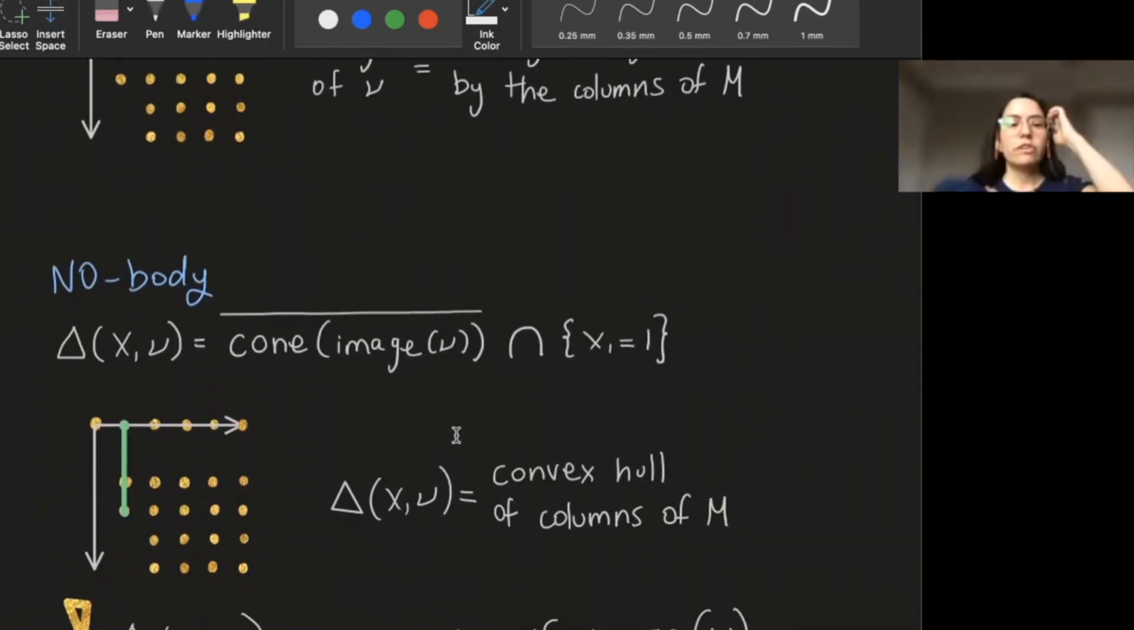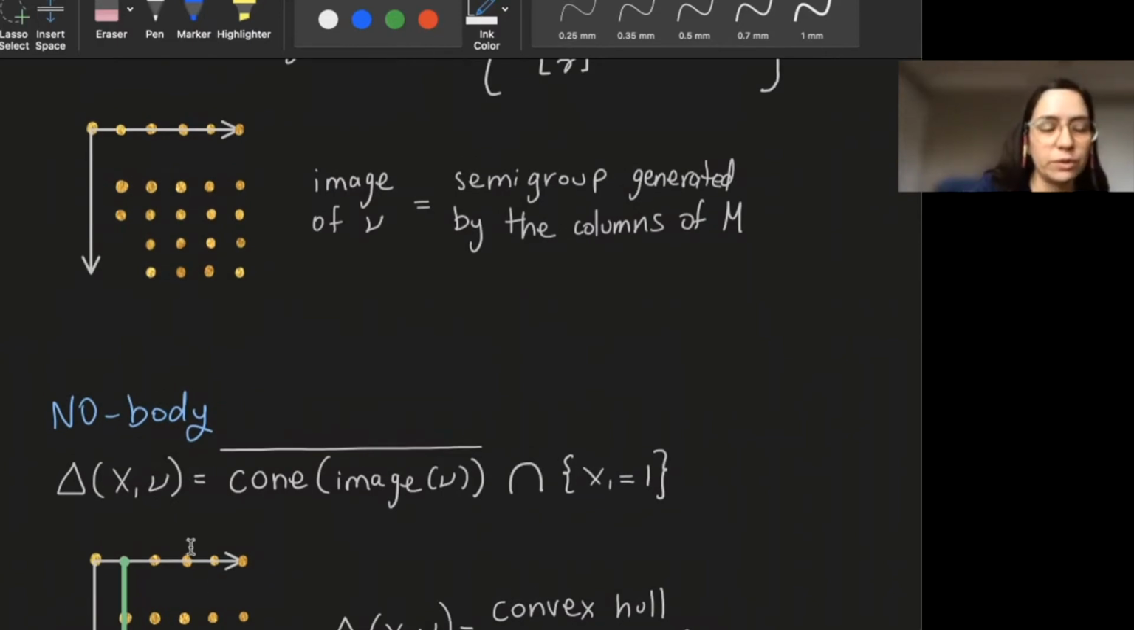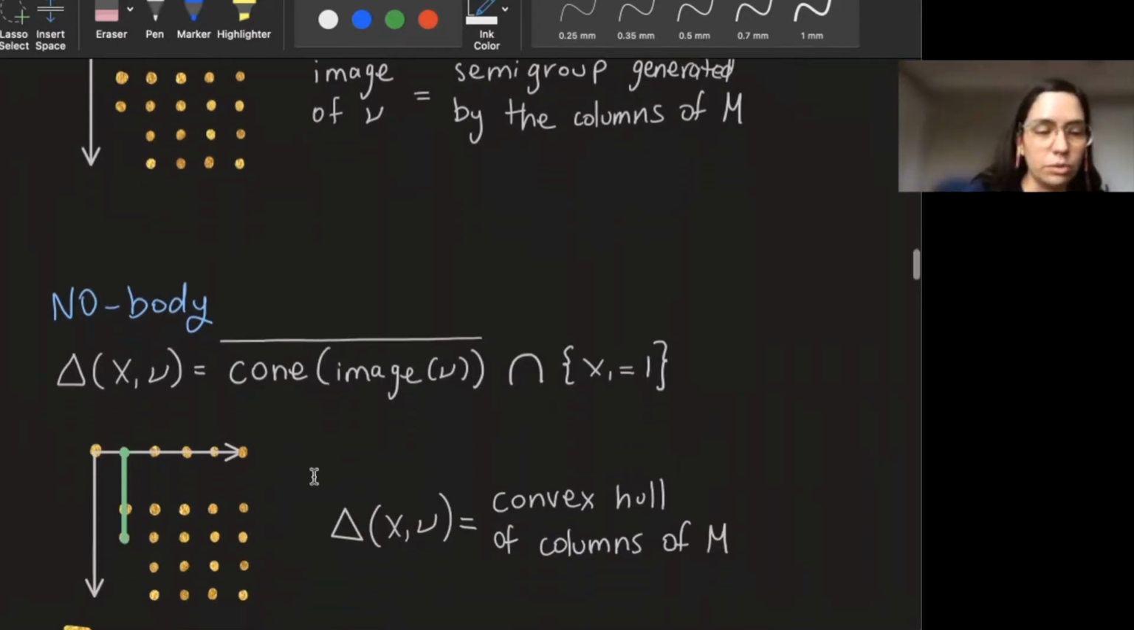So for the Newton-Okounkov body, now that we understand valuations, what we have is simply you take the image of your valuation, you take the cone over that image, so you just span the cone spanned by the elements of your semigroup, and you take the closure. We need the closure because semigroups aren't always closed and crazy things can happen, and maybe you don't see that here, but you do need the closure, and you intersect with the hyperplane where x1 is 1. So here we have the example.